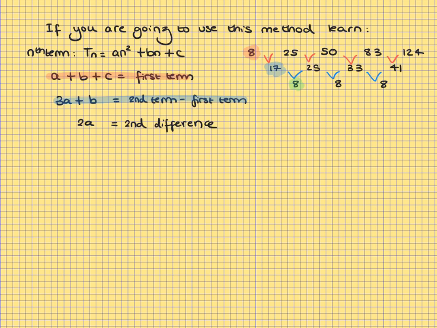And of course, the second difference is the same throughout your quadratic sequence. Now, if you can memorize those 3 rules, you can use this method. It doesn't matter which method you use if your aim is to try and find the nth term of a quadratic sequence. What is crucial is that you can use the method accurately, that you can use the method efficiently, and that you understand why the methods actually work in finding the nth terms.